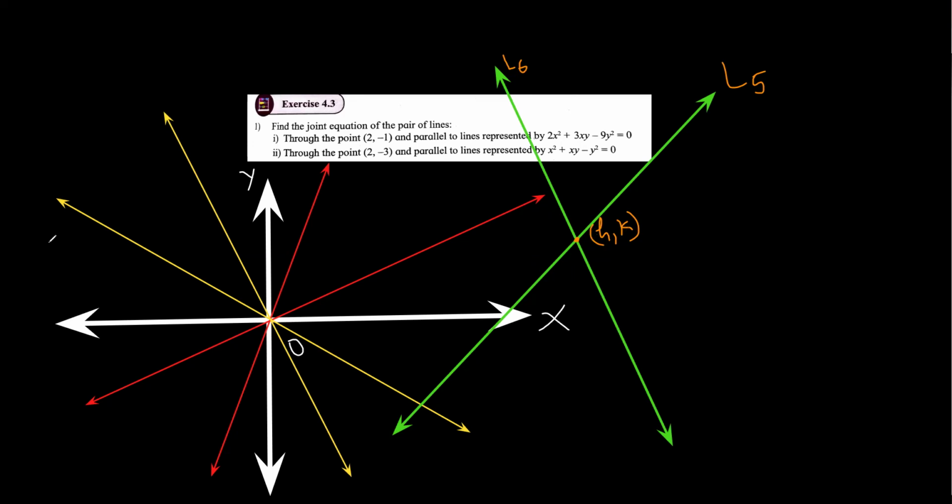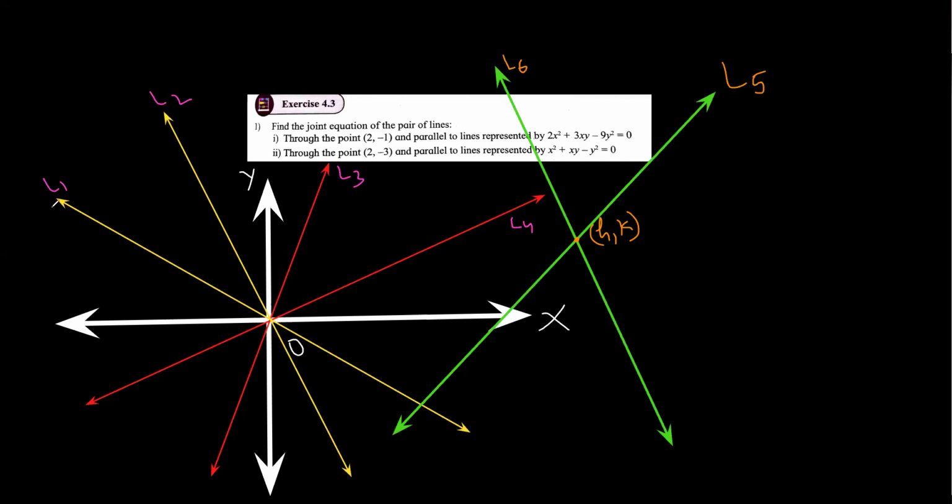Here I had written L1, L2, then L3 and L4. Now I want you all to be very focused. Again, don't go by colors. As I said, L1 and L3 can be one pair of lines. Similarly, L4 and L6 can be a pair of lines. Yes, L4 and L6 can be a pair of lines.